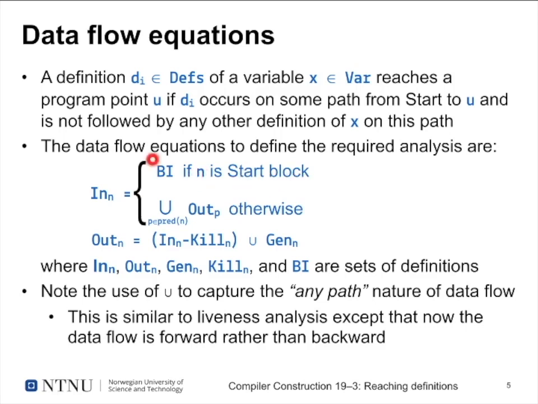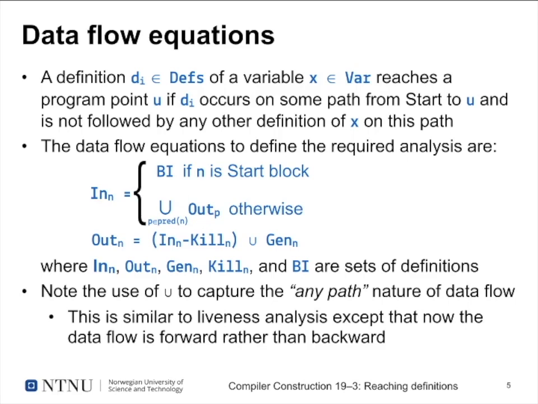So bi might represent information coming into our block, or might simply be an empty set if we just start our program here. And if our block n is not a start block, it's the join of all the preceding blocks for their outputs. So we're looking at a certain block n, and we're looking at that block's predecessors, which we call p, and we're looking at all the outputs of all the predecessors of this block. We're joining them together to obtain the input set for our current basic block n.